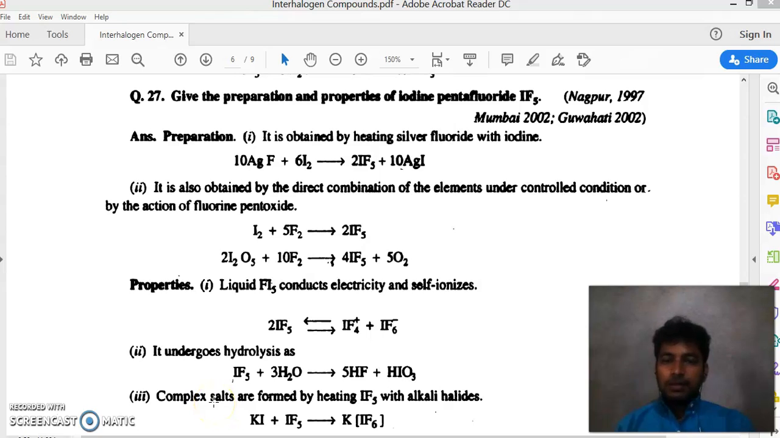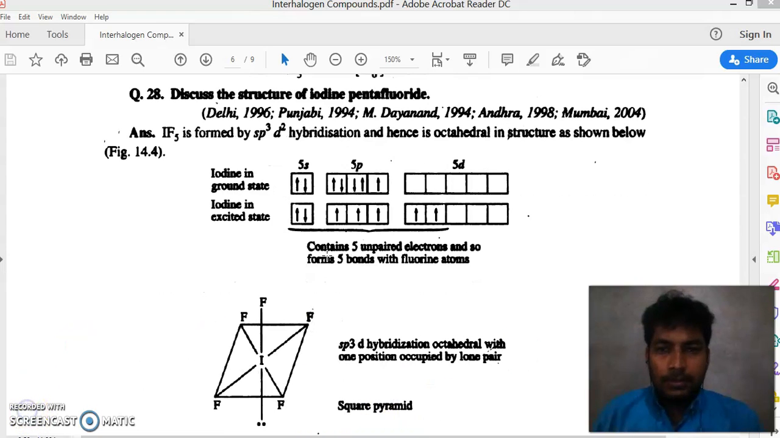Next, when potassium fluoride reacts with iodine pentafluoride, it forms a complex salt, potassium iodine hexafluoride. Now I am going to discuss the structure of iodine pentafluoride. This is the molecular formula of iodine pentafluoride, and you can see that iodine is the central atom and the 5 fluorine atoms are surrounding the iodine atom.